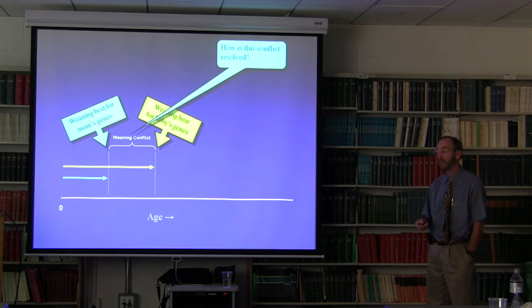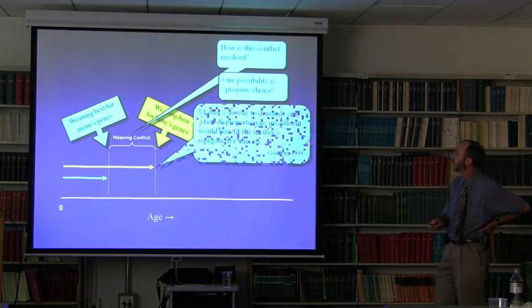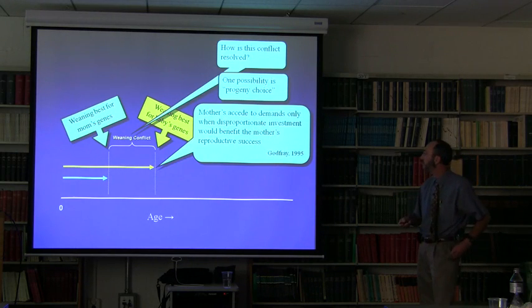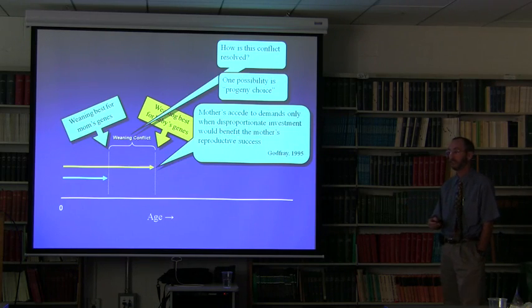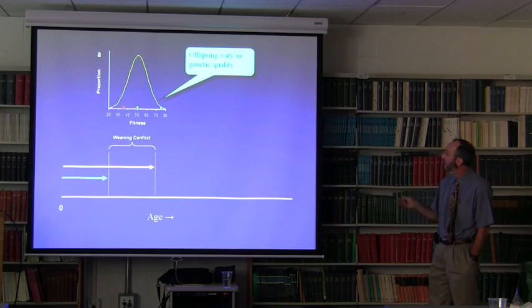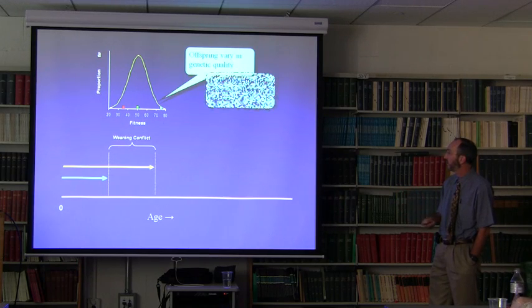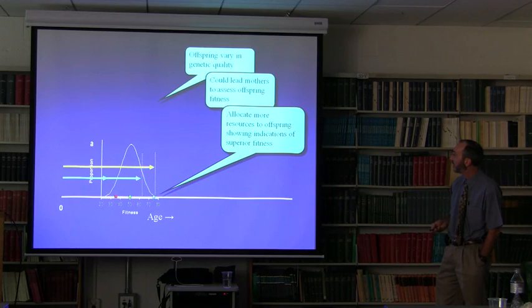How is this conflict resolved? Well, one possibility is progeny choice. That is, mothers might accede to demands only when disproportionate investment in that particular offspring would benefit the mother's reproductive success. Offspring vary in genetic quality, so this could lead mothers to assess fitness and allocate more resources to the offspring at the high fitness extreme.